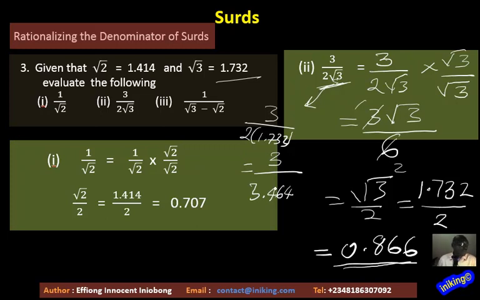Meanwhile, the question would have required that you should solve this without using any mathematical device. So that's it for 3II. Let's look at the last question.